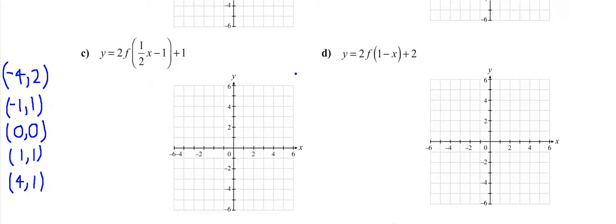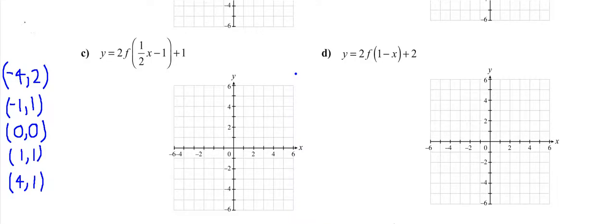Everyone. So today we're going to do question C on page 53. A graphing question can look really complicated, but if we break it up, it can actually be very simple. The first thing that we do when we see a graphing question is we plot the points of our original graph. So here I've written (-4, 2), (-1, 1), (0, 0), (1, 1), and (4, 1). Those are the points that I plotted of the original graph.